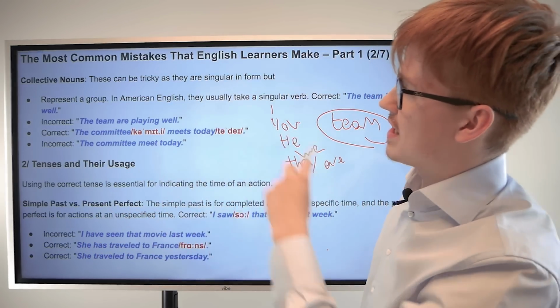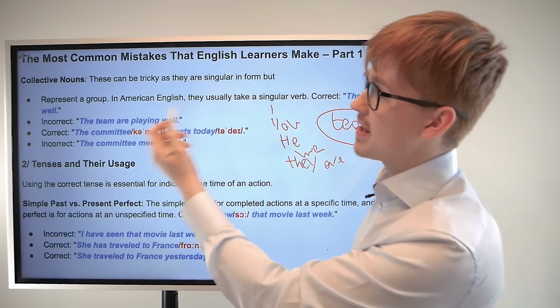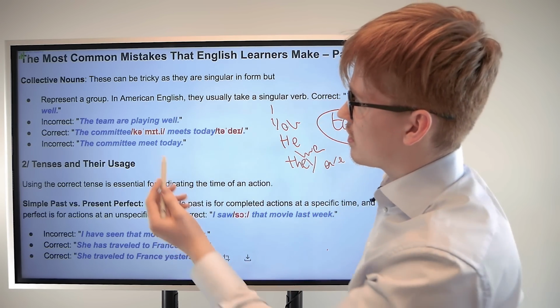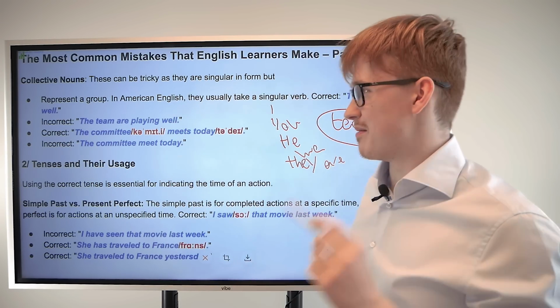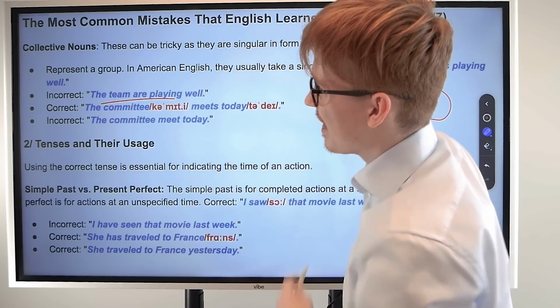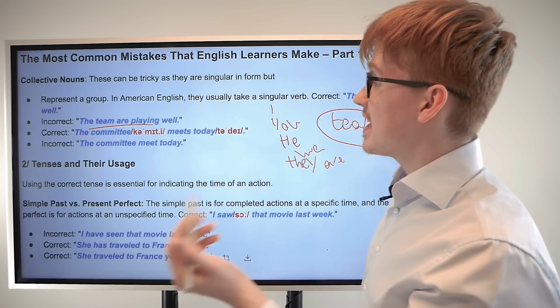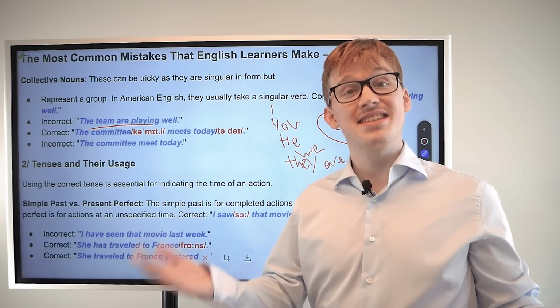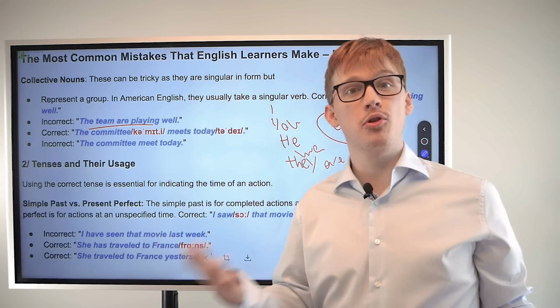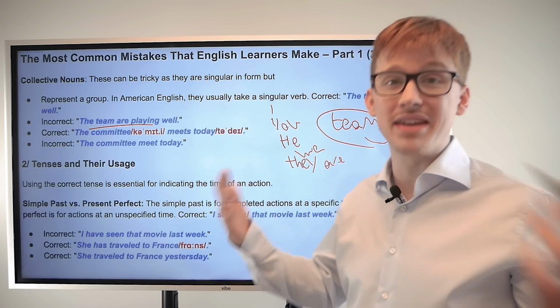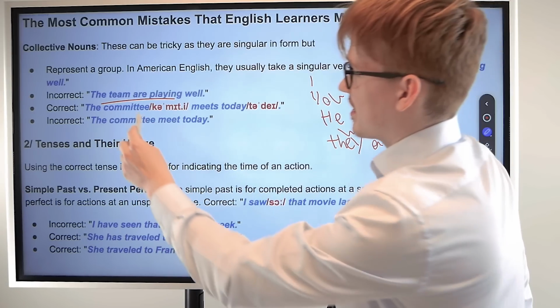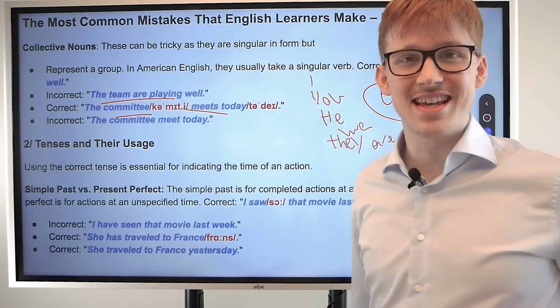So let's have a look at some other ones here. So the team are playing well is correct. What is it? Is incorrect, I'm sorry. So let's have a look at a correct one here. So instead of saying the committee meet today, which would be the plural form of this, so they meet, what we're saying is the committee meets today.